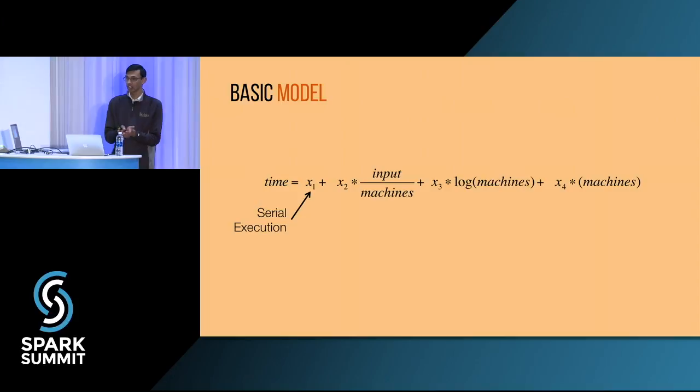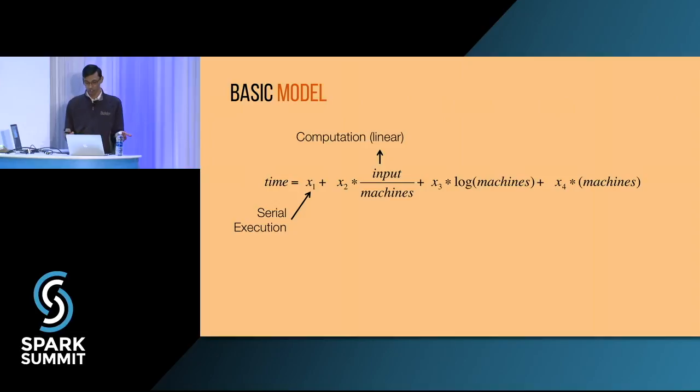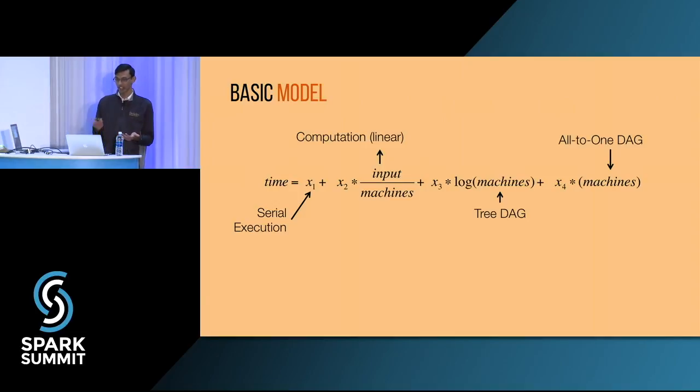So the total running time, for example, in this case, is the time spent in serial execution, which is x1, and x2 times the time spent in computation, which is the term that I talked about before, and then some terms for the time spent in communication, which includes the log factor and the linear factor. So this is a very simple linear model that at a very high level is capturing the overall execution time in terms of a number of terms.